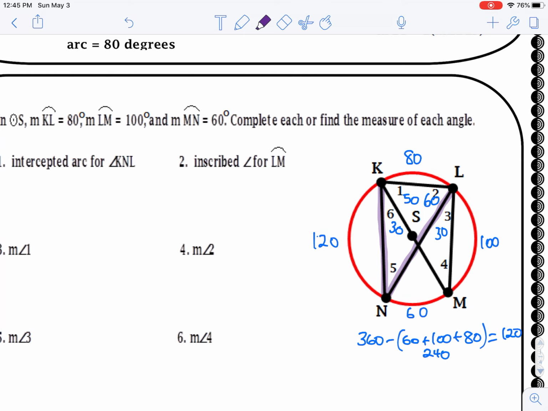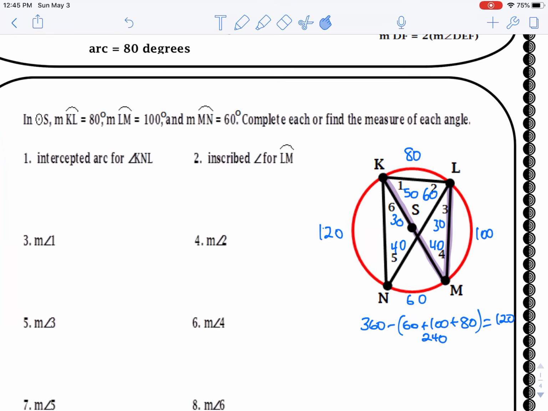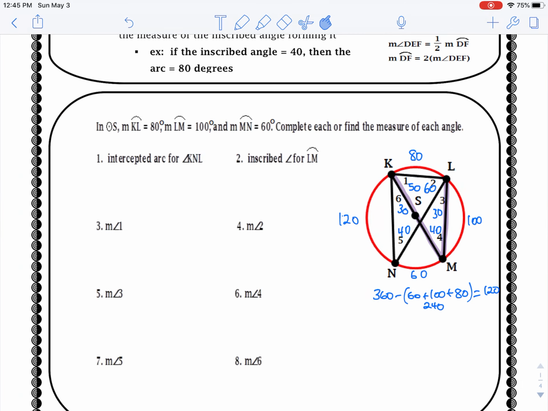Let's do these down here. Angle 5, intercepted arc is 80, so it's 40. And KM, intercepted arc is 80, so its inscribed angle is 40. Now we can answer the questions.